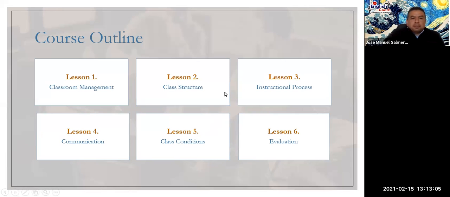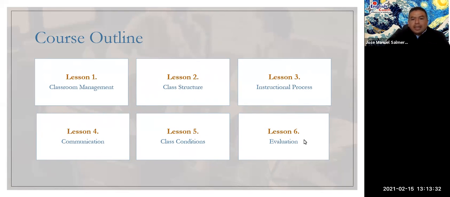First, we're gonna start with the first session today, but actually, this is the outline. This is actually what our complete course is gonna be divided into. It's gonna be divided into 6 different lessons. The 6 different lessons are classroom management, class structure, instructional process, communication, class conditions, and evaluation.